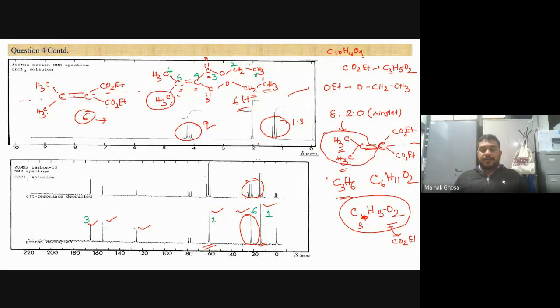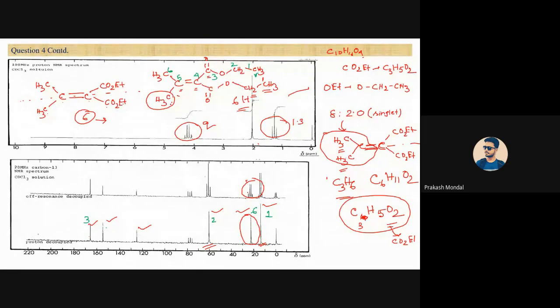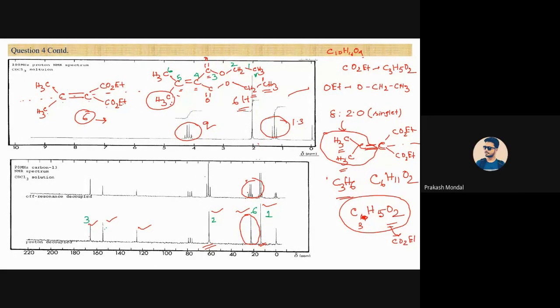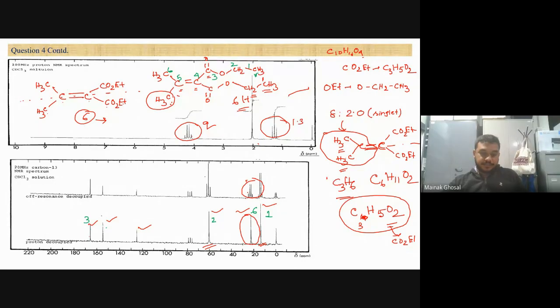Which one is 4 and which one is 5? Sir, 5 should be more deshielded. Why? Due to resonance with the carbonyl. Yes. So it will be this one.